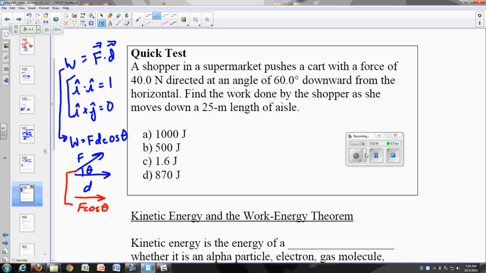All right, let's try this quick test. This isn't meant to be difficult. You're just plugging in numbers here. Want to know the work done by this shopper? She pushes a shopping cart at a 60-degree angle down a 25-meter length aisle.